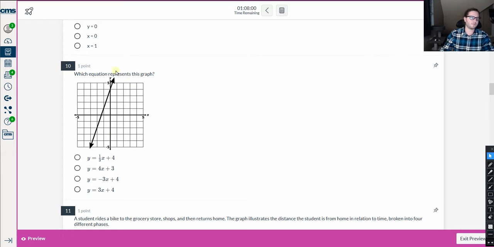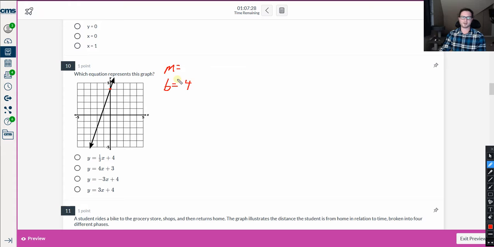For number 10, we have a linear equation to represent this graph. And this one is basically the next level up of the last problem. We have to first identify what our slope is and identify what our y-intercept is going to be. Y-intercept is going to be the easiest. Just looking at the y-axis, looks like we're crossing right about here at 4. So b equals 4.